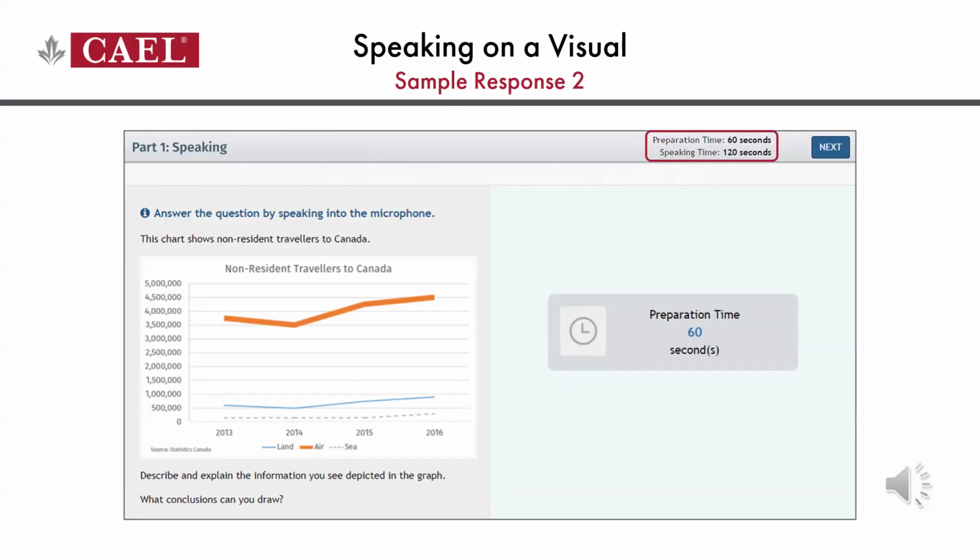Sea travel is generally, on the whole, very steady and not increasing by much any year on this graph. And so what we can conclude is that people prefer to go by land or by air if they are traveling to Canada.